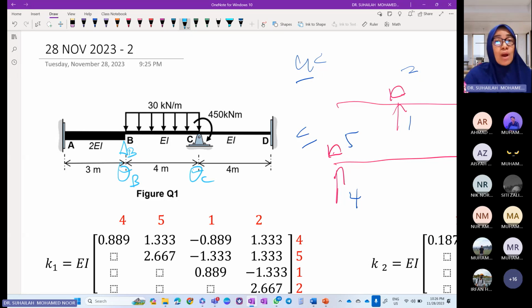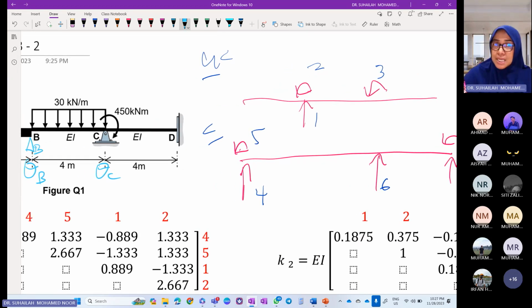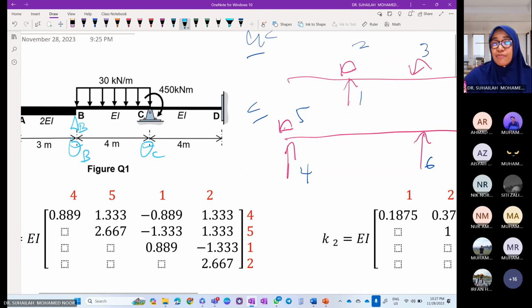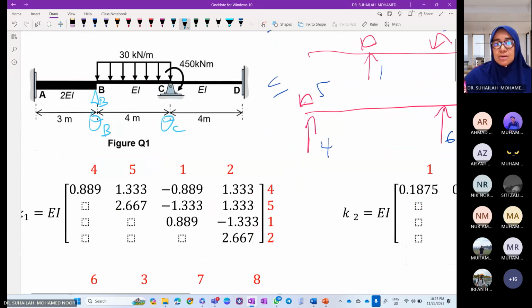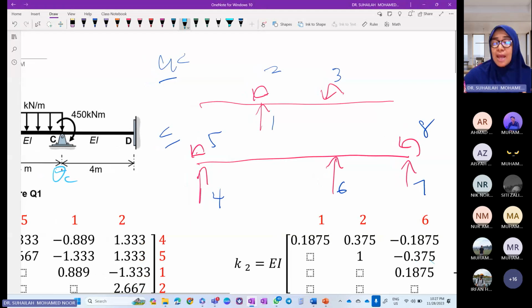This actually represents D1 and D2. And 3 means rotation at C, because a pin has rotation. Fixed supports do not have rotation. Okay, so 1, 2, and 3 means we want to calculate the vertical deflection at B, rotation at B, and rotation at C. That is D1, D2, and D3.